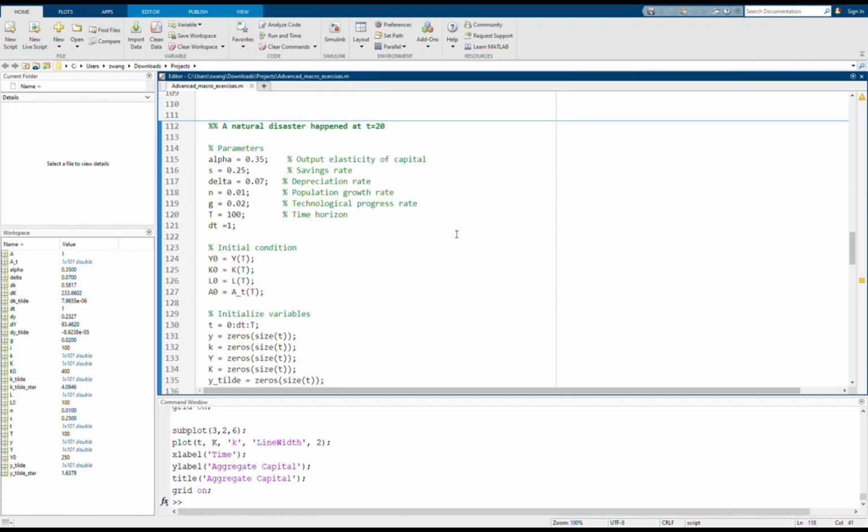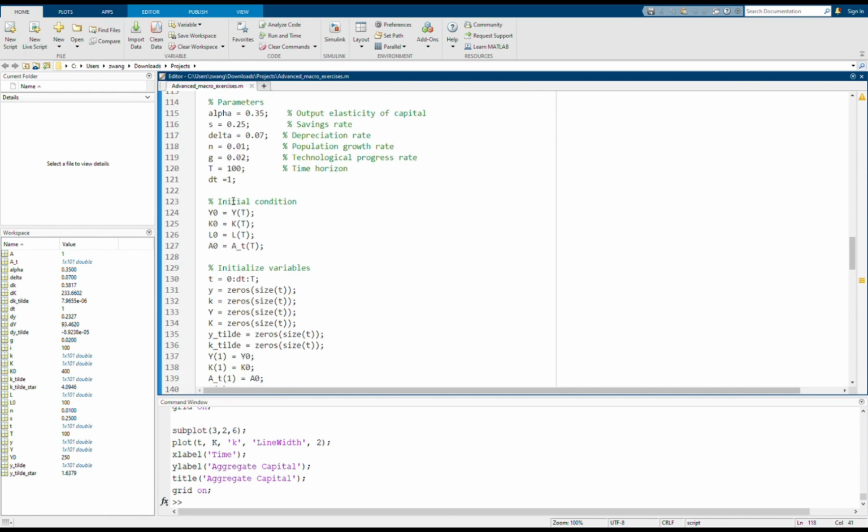Okay, then let's have a look at the second exercise, when a natural disaster happens at t equals 20. The first step is that we should set the parameters. We let them be the same as in the first exercise. For the initial condition, because we assume that in this exercise the economy is starting from the steady state, we will use the steady state value from the first exercise. We set the initial output, capital, population, and technology as the steady state values from the first exercise.